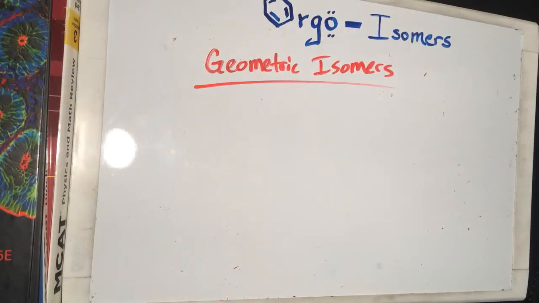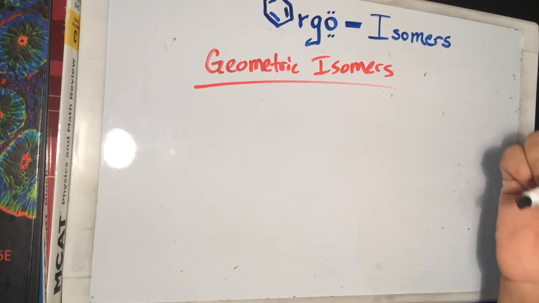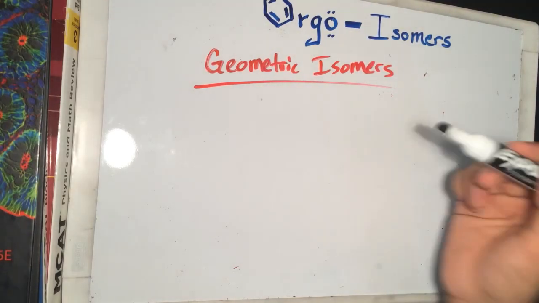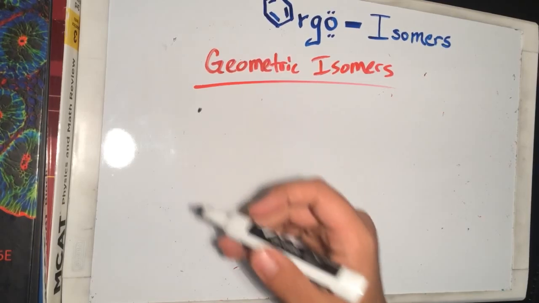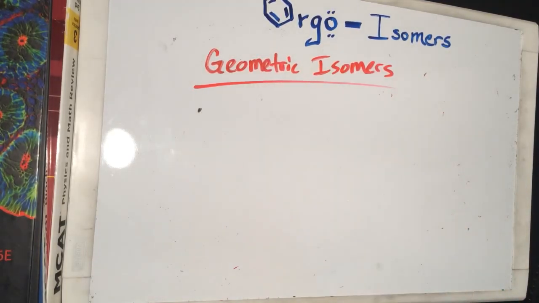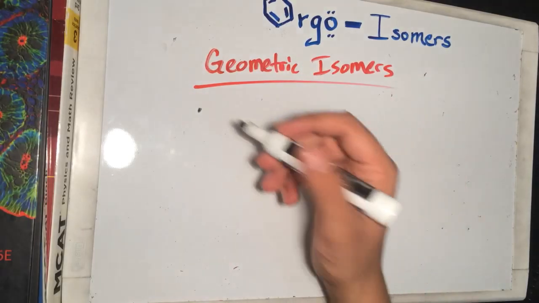And the last thing we're going to talk about is geometric isomers. So we had stereoisomers, right? And then we have diastereomers, and we divide that into epimers or geometric isomers. Now, geometric isomers, even though they're under the umbrella of diastereomers, they're non-mirror images, but unlike enantiomers, right?